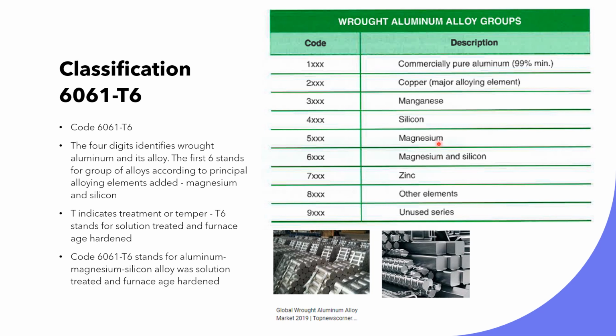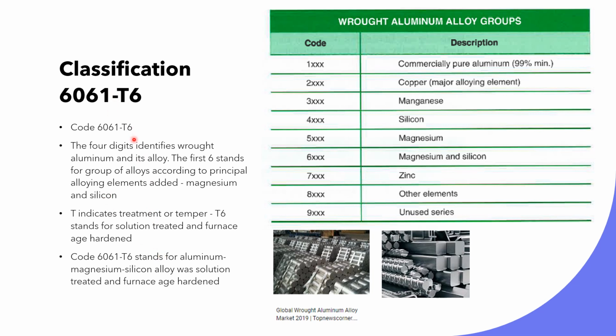Why do we add them? Because we want to play with their properties, either increase in strength, or increase in corrosion resistance, or increase in something else, conductivity. So T, the next code is T.